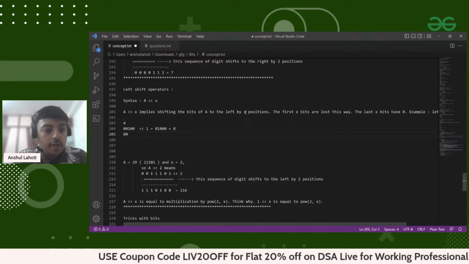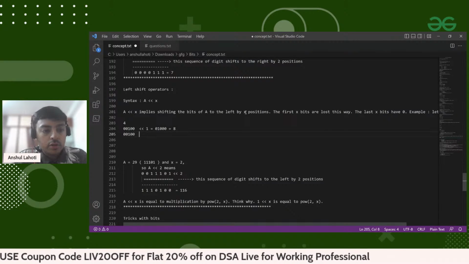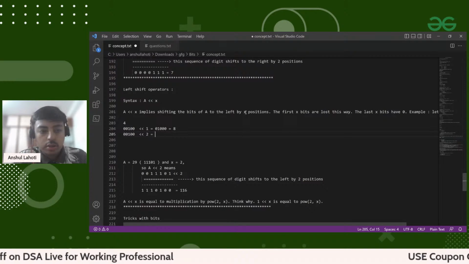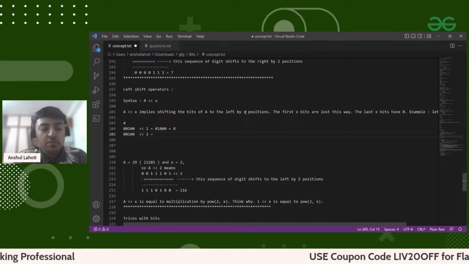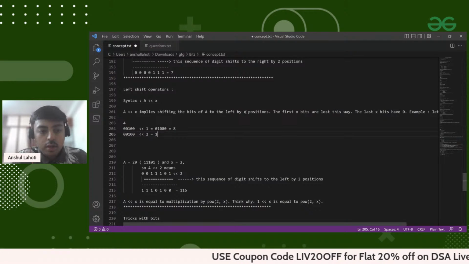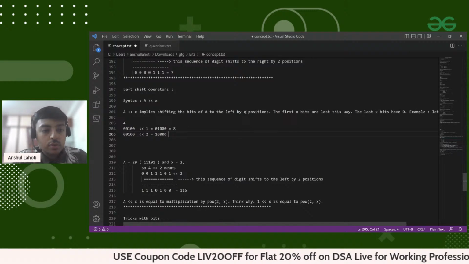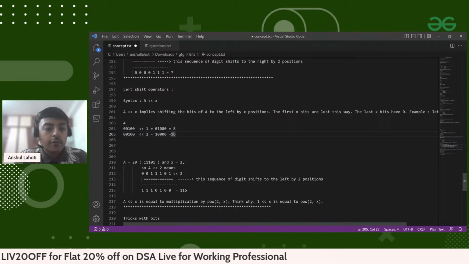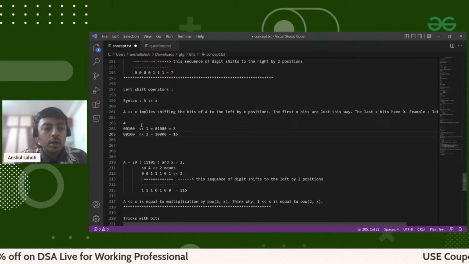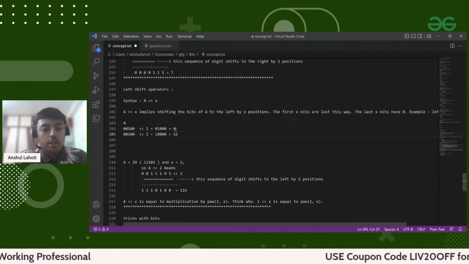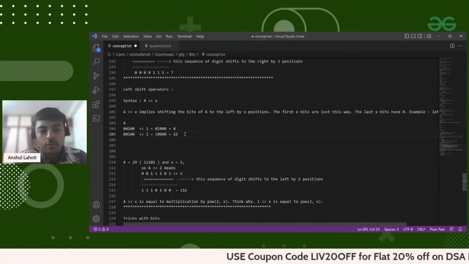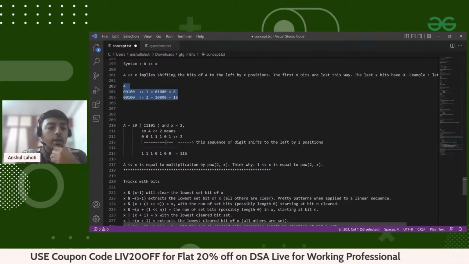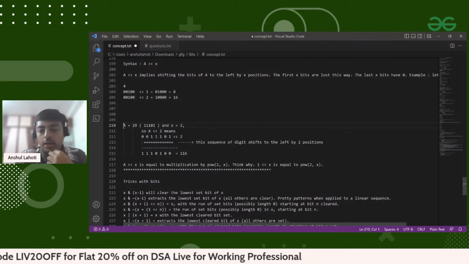Similarly, if we do 0 1 0 0 left shift by 2, it's 1 0 0 0, which is 16. So you can see that 4 left shift by 1 is 8 and 4 left shift by 2 is 16. So this is the basic way we can calculate the left shift. The left shift calculation is like that.